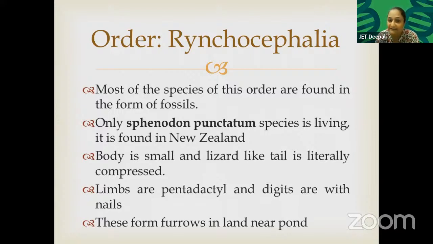The body is small and lizard-like. The tail is laterally compressed. Limbs are pentadactyl, meaning five digits, with nails. These form furrows in land near the pond. What is a furrow? It is a kind of burrow. They make it near the pond so that they can go to the water bodies also, and whenever they want to hide themselves during harsh environment, starvation or hibernation period, they make furrows or burrows near the pond.